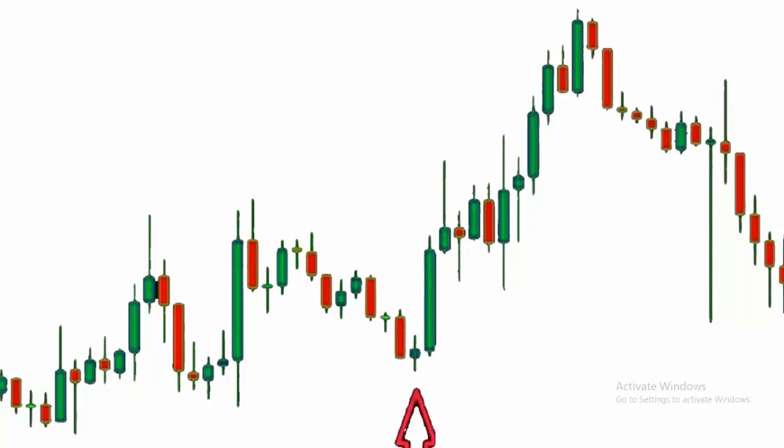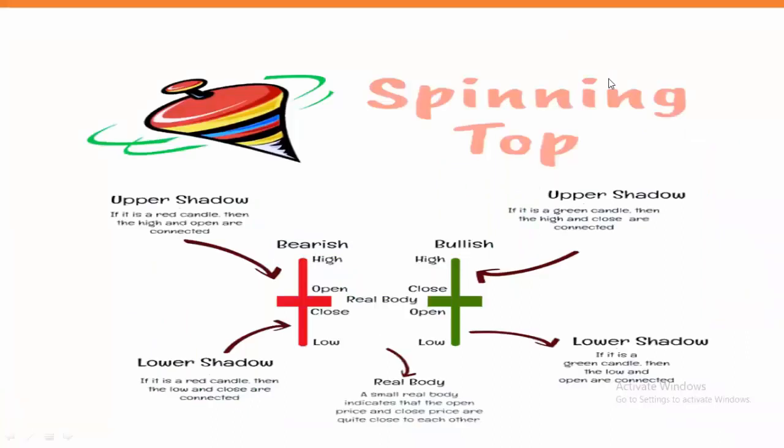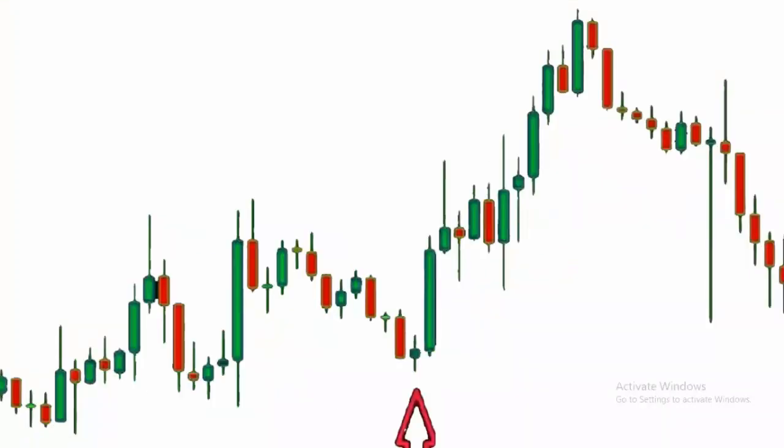Now, when you think of spinning top candlestick, it's like the toy. If you remember, you might have played with this toy when you were a child, right? So what does this do exactly? When it's spinning smoothly, you cannot say when it's going to fall and to which direction it may fall, right? It can fall either way. You cannot predict. Similarly, a spinning top candlestick pattern represents indecision in the market.